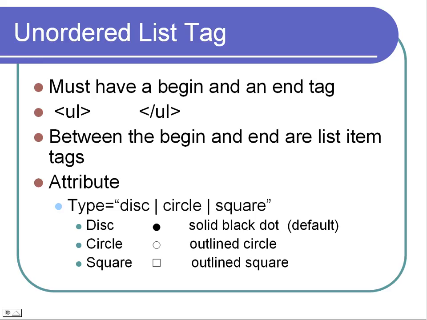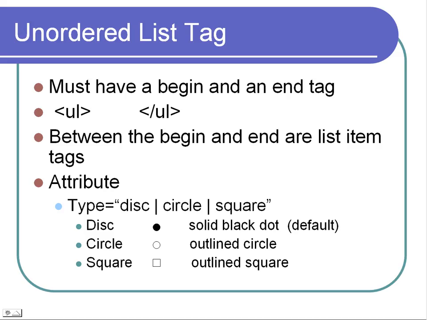To have an unordered list, you must have a begin tag UL for unordered list, and you must also have an end tag at the end of your unordered list. The items you wish to have in your list are between these tags, and they have tags in front of them as well. You can make the whole list be one certain type of bullet out in front. They've got the disk, which is the solid black dot, and that's the default. That'll happen automatically. You don't have to put that in. A circle or a square.